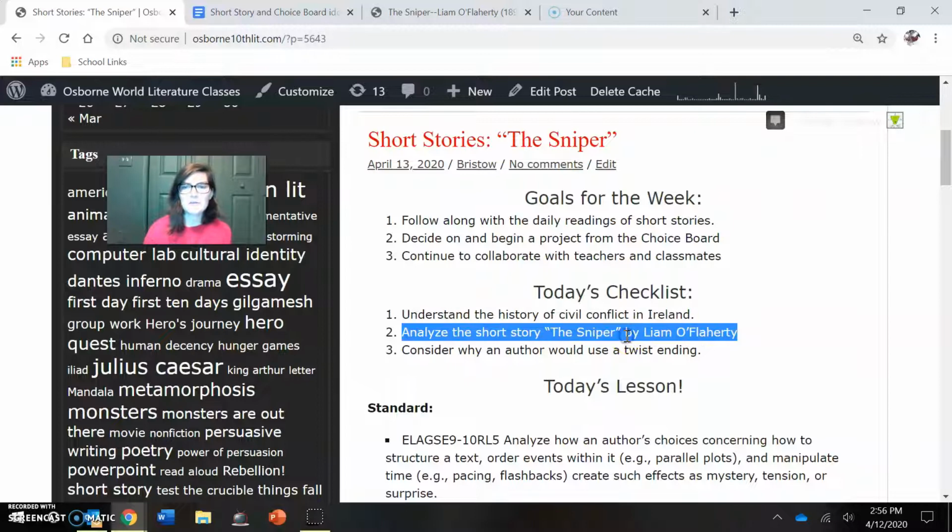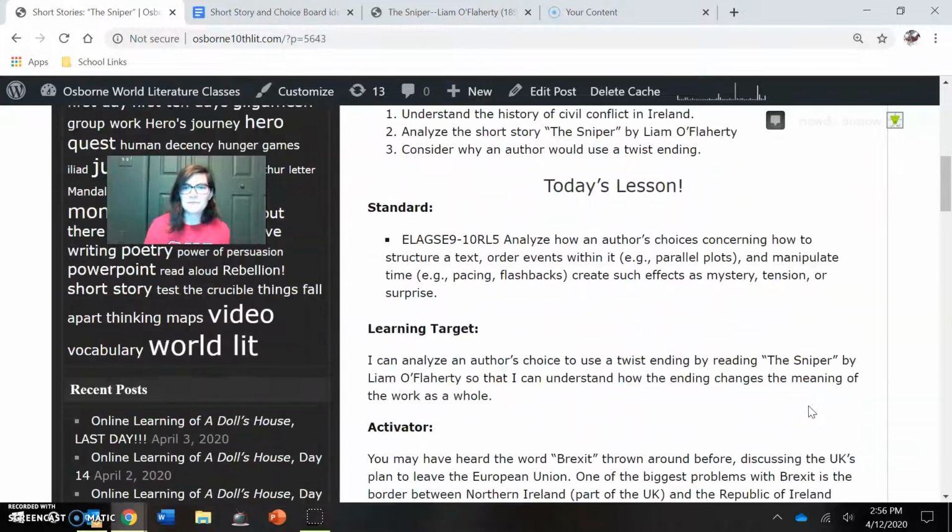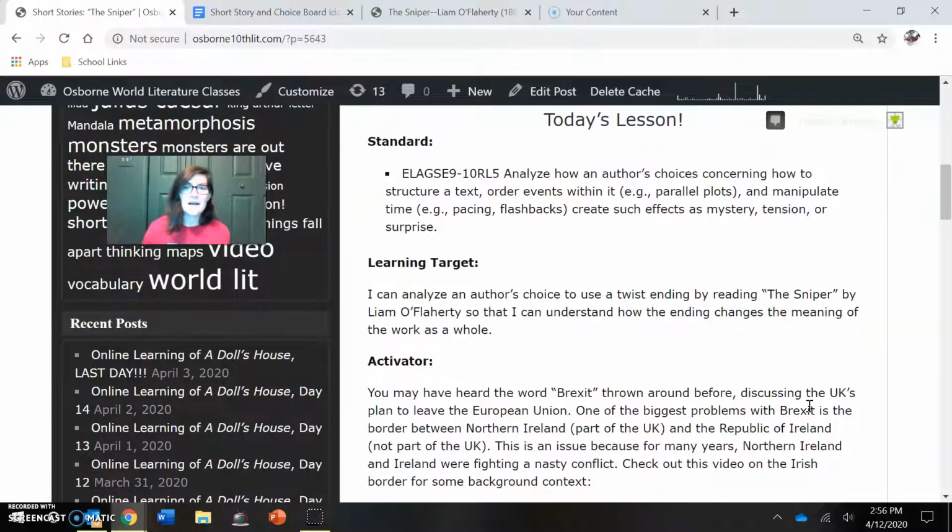You're going to analyze the short story The Sniper by Liam O'Flaherty, and you're going to consider why an author would use a twist ending. Today's standard is RL5. Analyze how an author's choices concerning how to structure a text create effects such as mystery, tension, or suspense. Specifically today we're talking about that twist ending. And our learning target today says I can analyze an author's choice to use a twist ending by reading The Sniper by Liam O'Flaherty so that I can understand how the ending changes the meaning of the work as a whole.